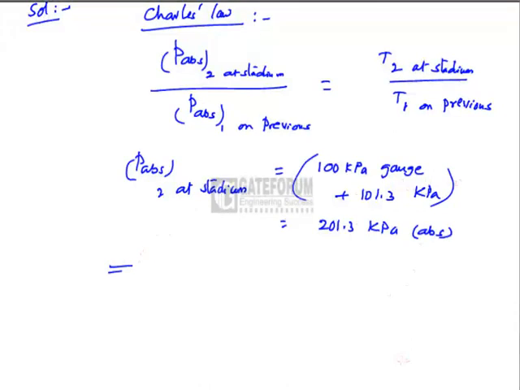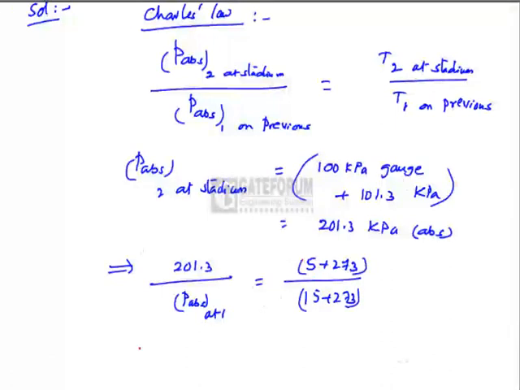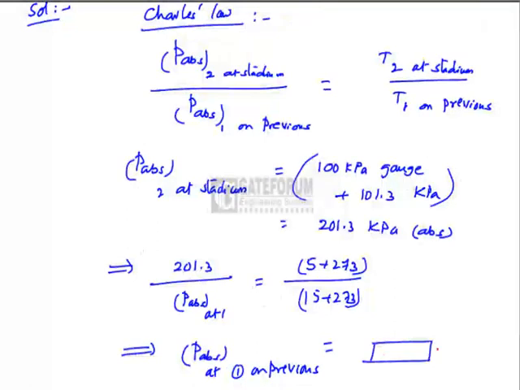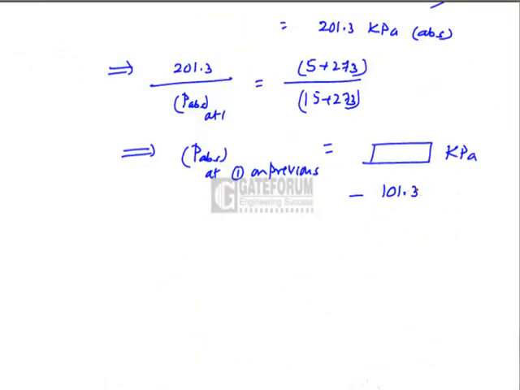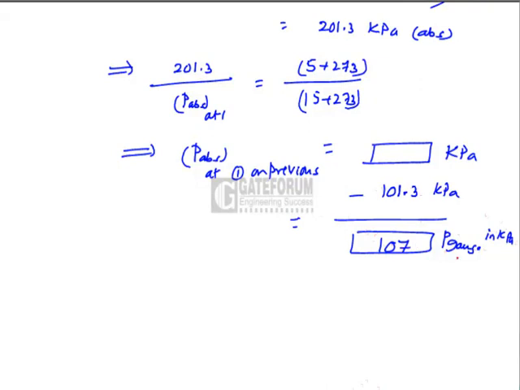Substituting in the above relation, we get 201.3 divided by P absolute 1 is equal to 5 plus 273 divided by 15 plus 273, both the temperatures must be in Kelvin, from which P absolute 1, that is on previous day, to which the ball must have been inflated, is obtained in kilopascals. If we subtract from this P atmosphere, that is 101.3 kilopascal, you will obtain P gauge in kilopascal. That will be obtained as 107 kilopascal. In bar, it is represented as 1.07 bar.